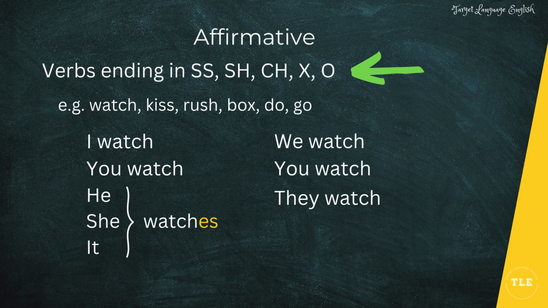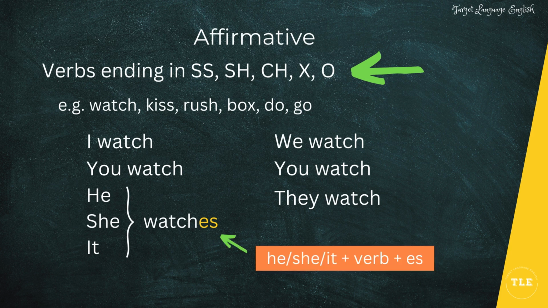Verbs ending in ss, sh, ch, x, and o add es. Those are verbs like watch, kiss, rush, box, go, do, and so on. For example, I watch, you watch, he watches, she watches, it watches. We watch, you watch, they watch.